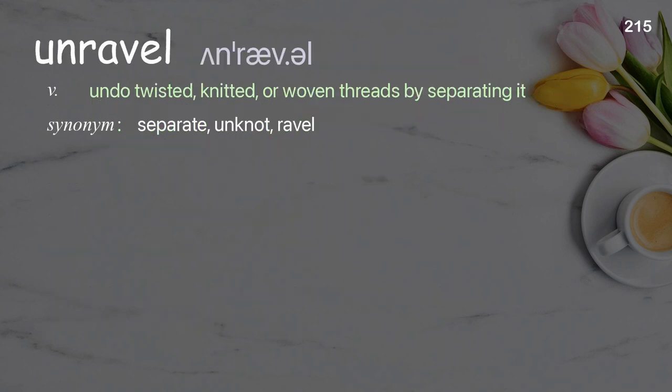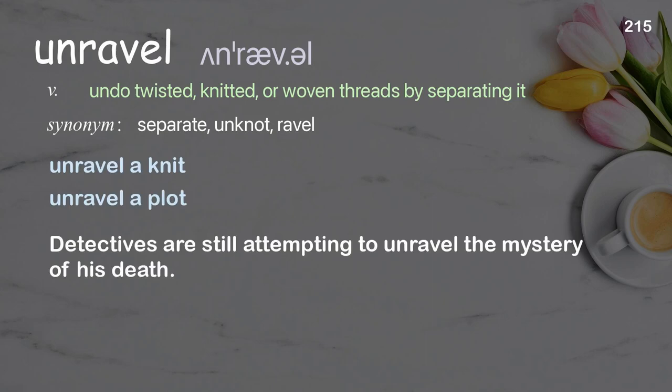Unravel. Undo twisted, knitted, or woven threads by separating it. Examples. Unravel a knit. Unravel a plot. Detectives are still attempting to unravel the mystery of his death.